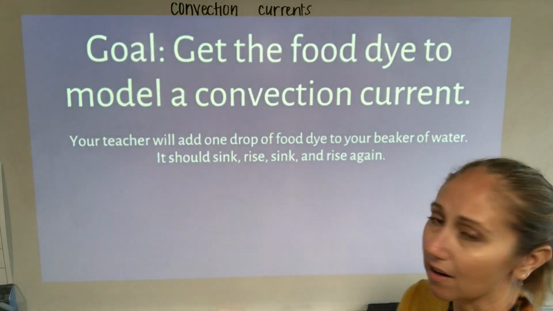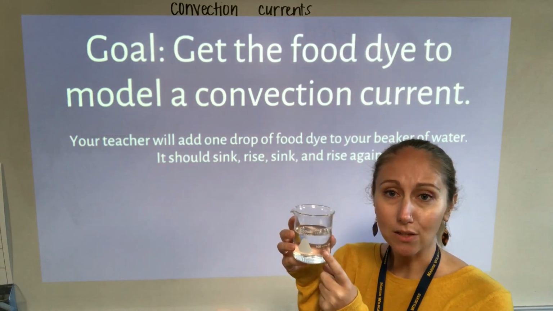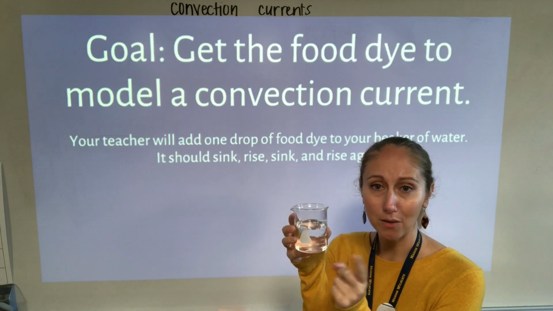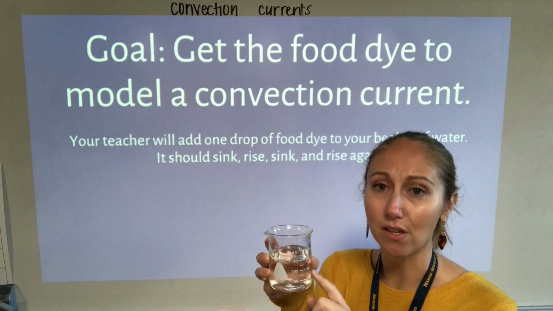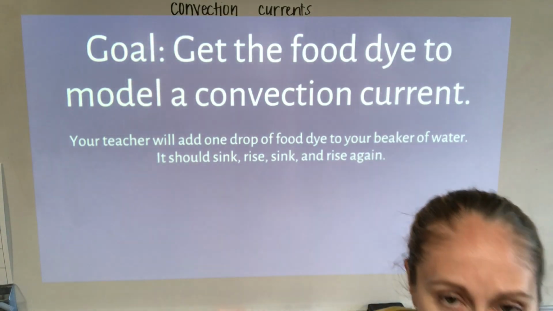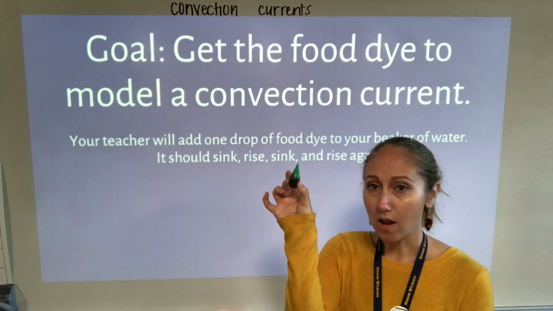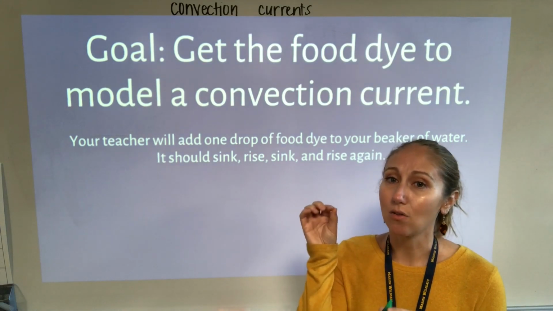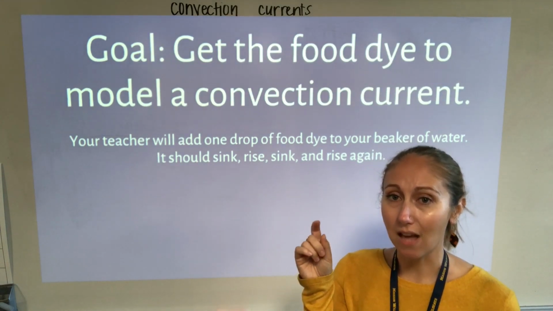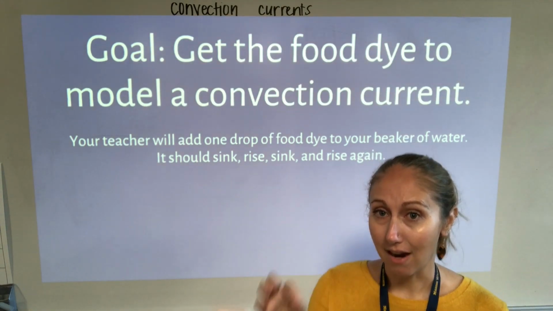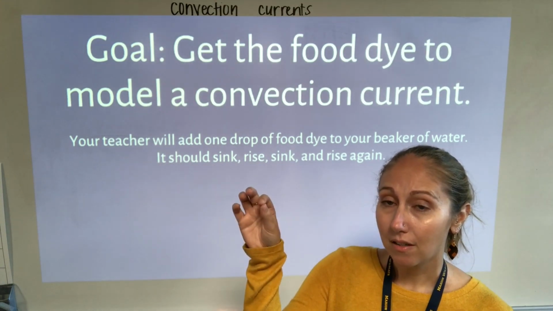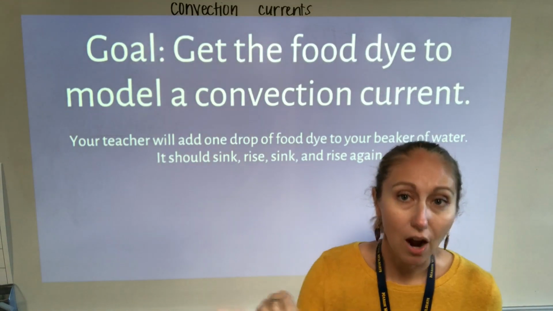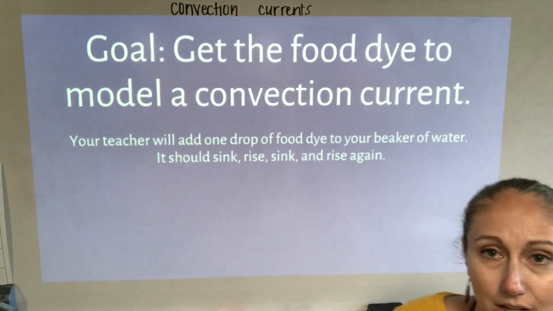So you will get a beaker. This will be used every time you test, this beaker of water. This is one thing that everybody will use in every single test that you select. I will add 1 drop of food dye when you're ready to test, and we'll see, does that test equipment that you chose work to get the food dye to go down, up, sink down, and rise again to model that convection current of the rising and sinking material.